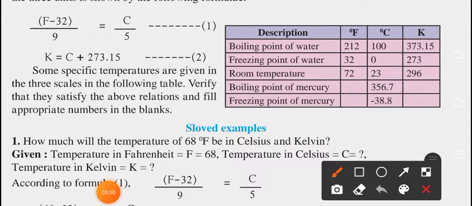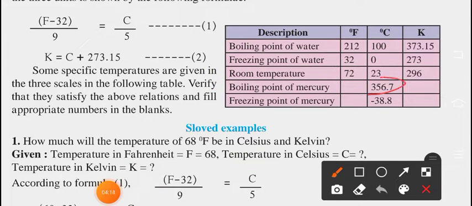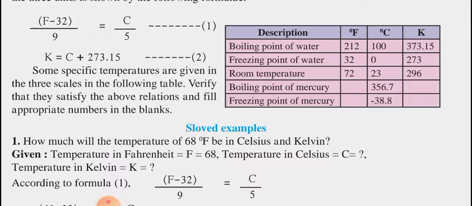It is given the boiling point of water in Fahrenheit, degrees Celsius and Kelvin. Freezing point of water: 32 Fahrenheit, 0 degrees Celsius and 273 Kelvin. Room temperature is 72 Fahrenheit, 23 degrees Celsius and Kelvin is 296. Boiling point of mercury is not available, and it is 356 in degrees. Freezing point of mercury is minus 38.8.